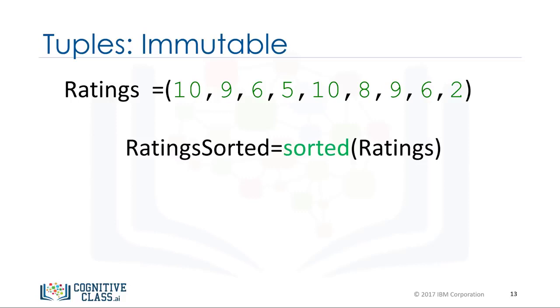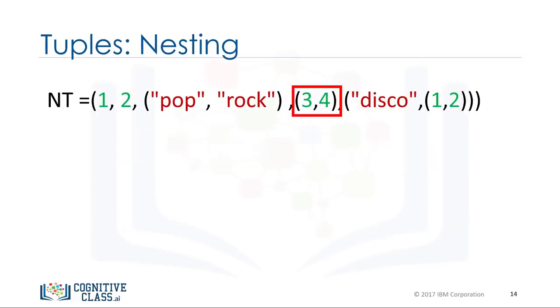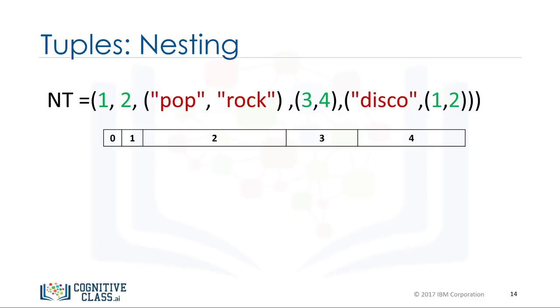For example, if we would like to sort a tuple, we use the function sorted. The input is the original tuple. The output is a new sorted tuple. For more on functions, see our video on functions. A tuple can contain other tuples as well as other complex data types. This is called nesting. We can access these elements using the standard indexing methods.